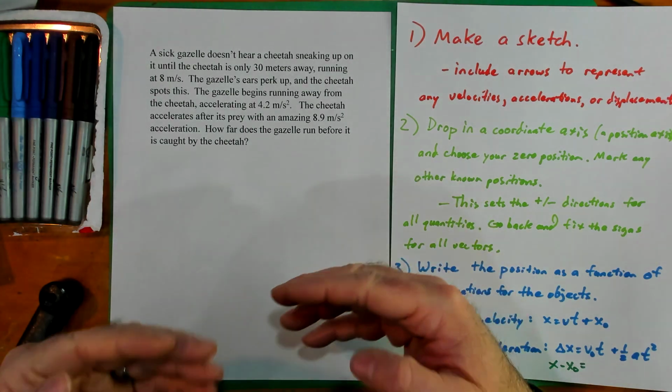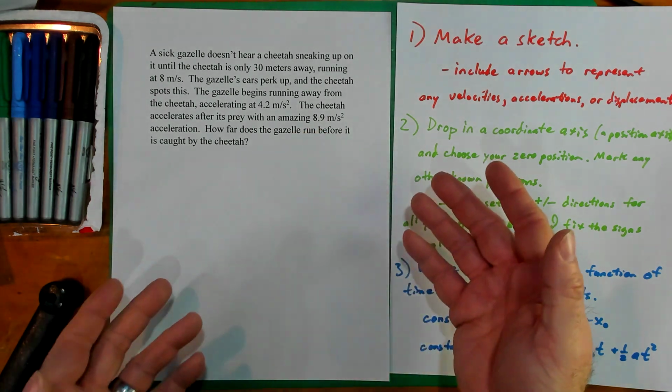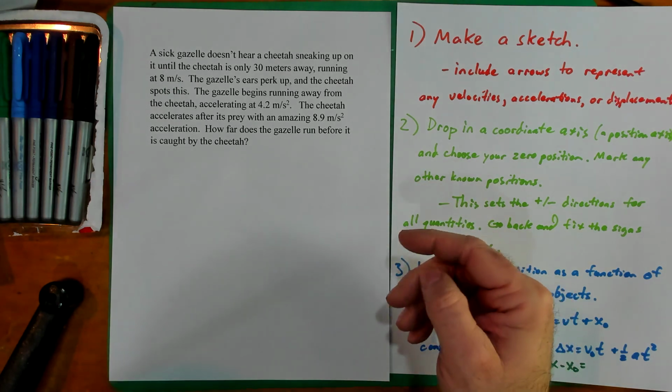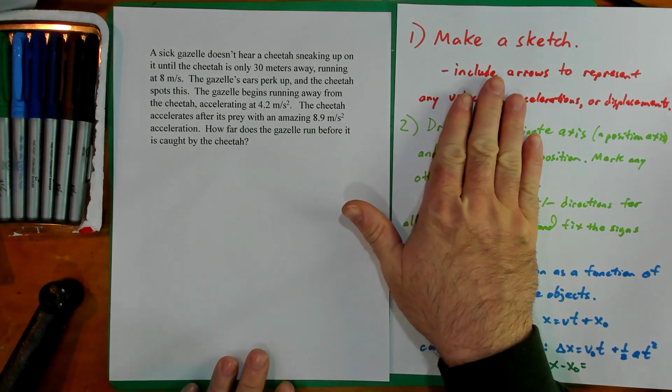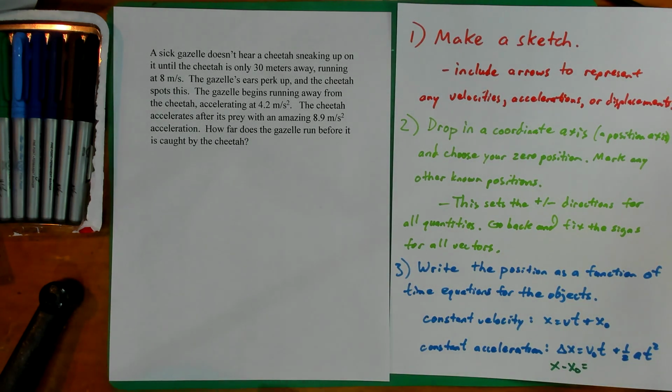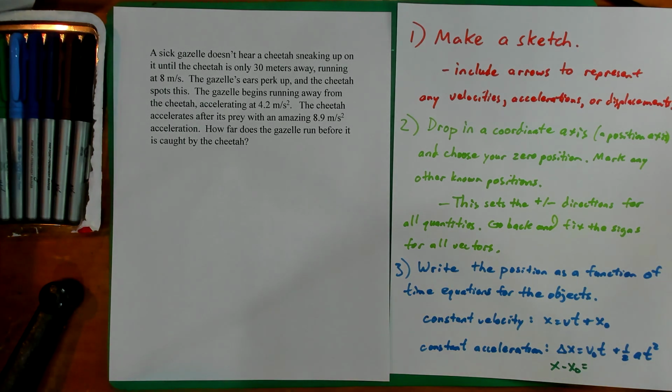So you're like, well, I got two moving objects. Looks like they're both accelerating. It's a complicated sort of thing. Let's start off by making our sketch. So for my sketch then, again, I'm going to draw in the cheetah and the gazelle.